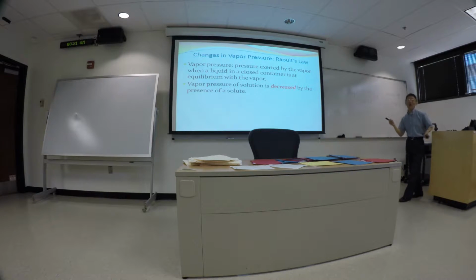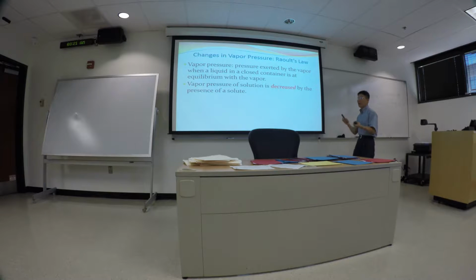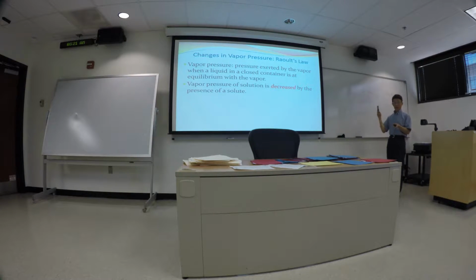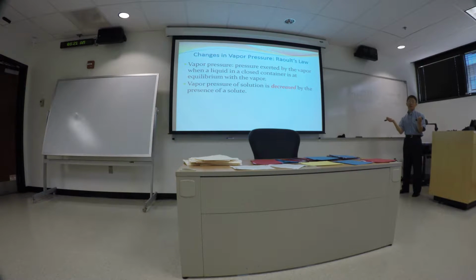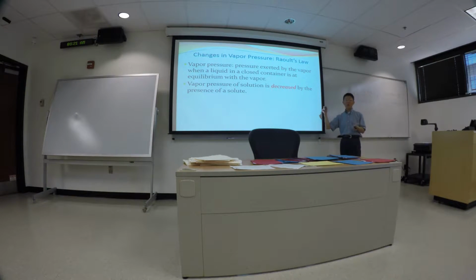So if you have something dissolved in a pure solvent making a solution, the vapor pressure of the solution is lower than the vapor pressure of the pure solvent. If you have a cup of water versus water with some sugar or salt dissolved in it, the vapor pressure of the solution with the sugar or salt dissolved in it is lower than the pure water. So vapor pressure is lower when something is dissolved in the solution.